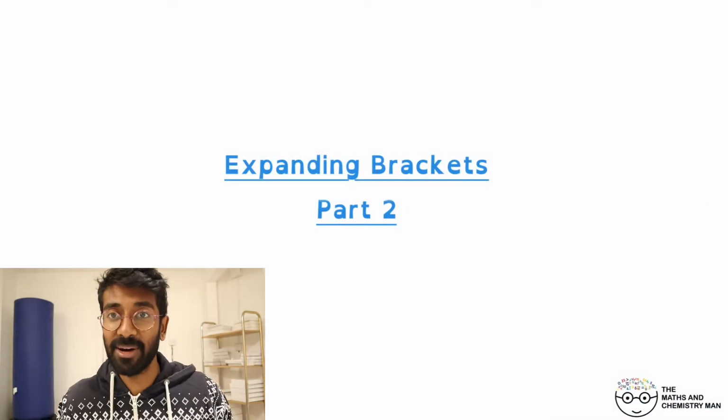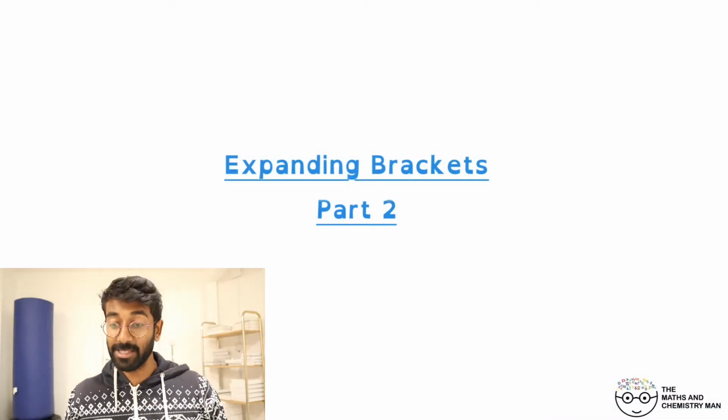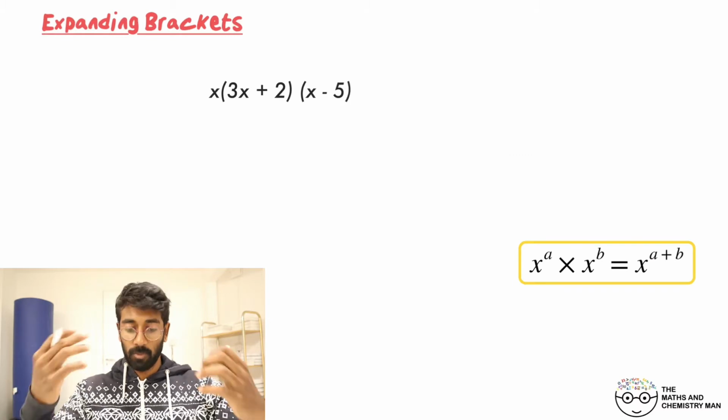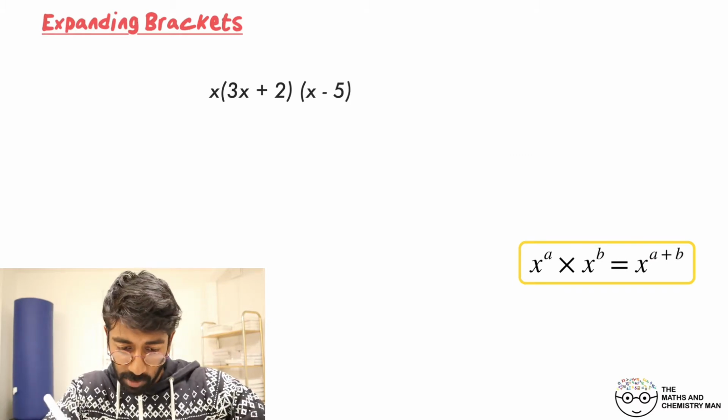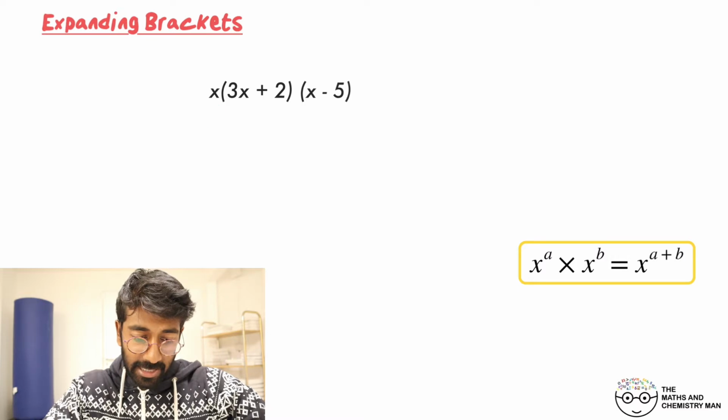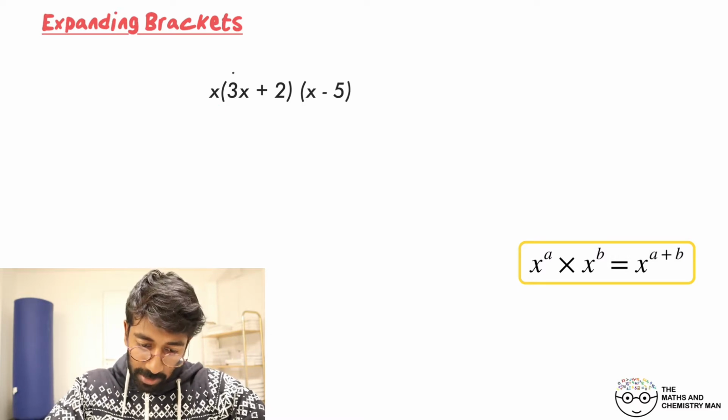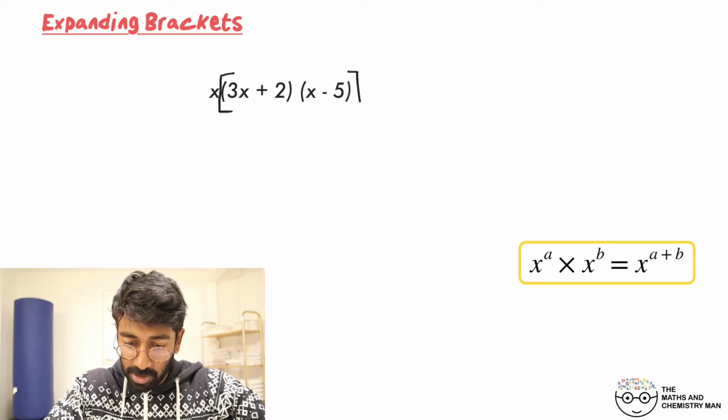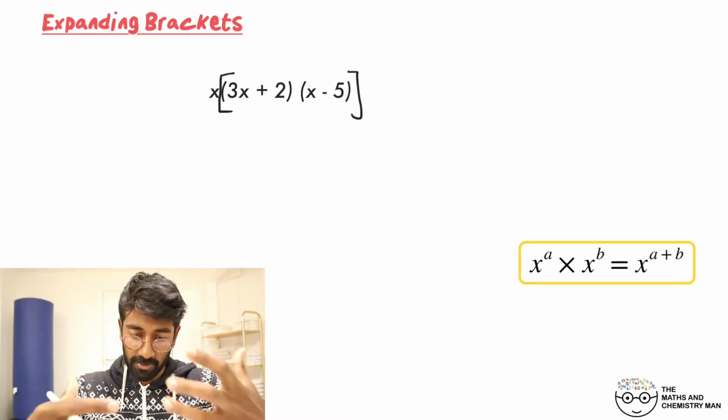Okay, lesson number 5, and we're looking at expanding brackets, part number 2. So here we go. What have we got? Well, we've got a pair of double brackets there, but then we've got this x outside of the bracket. So here's what I'm going to do. There's lots of ways to do it. I'm just going to treat it as if there was a big square bracket around these two here.